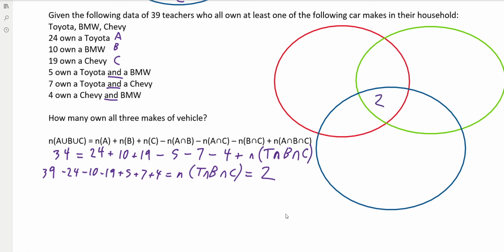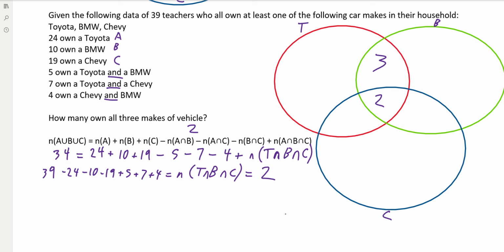So we have an intersection of 2. That's for all 3 makes. So that's 2 right here. Now what we can do is solve going from our specific to our general. So if we're talking about Toyota, BMW, and Chevy, we can go Toyota and BMW, so that's the green and the red part. This intersection is 5, and there's already 2 there, so let's put a 3 here.